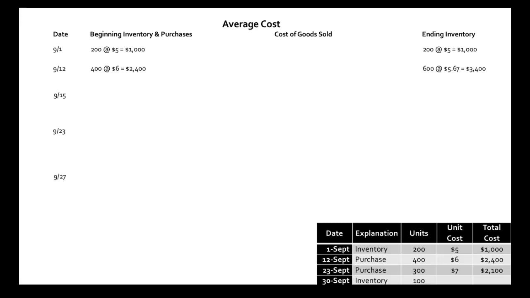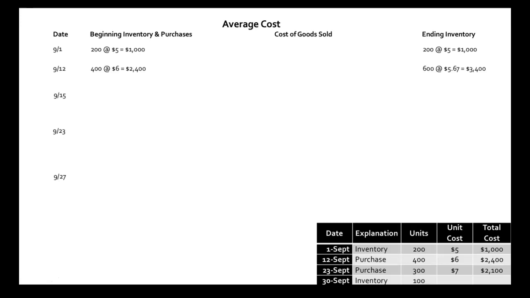Then we figure out the total cost of our inventory, so the number after the equal sign. Back on the first, we started off with $1,000 worth of inventory. Then we just purchased $2,400 worth of inventory. So 1,000 plus 2,400 gets us that 3,400.